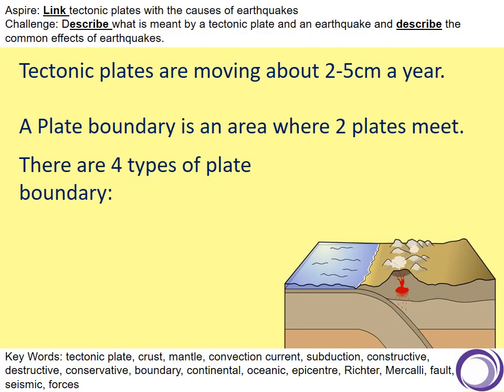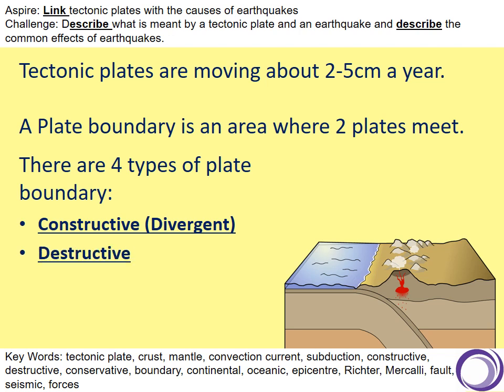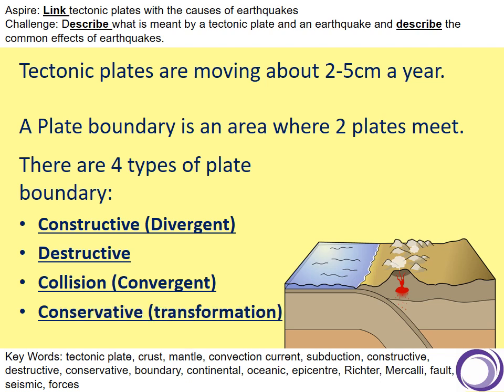Okay. So tectonic plates are moving very slowly, only about 2 to 5 centimetres a year. The plate boundaries are where two plates meet, and we need to be aware of 4 major types of plate boundaries: constructive or divergent, destructive, collision or convergent, and conservative or transformation. We're going to go through each one of these separately.